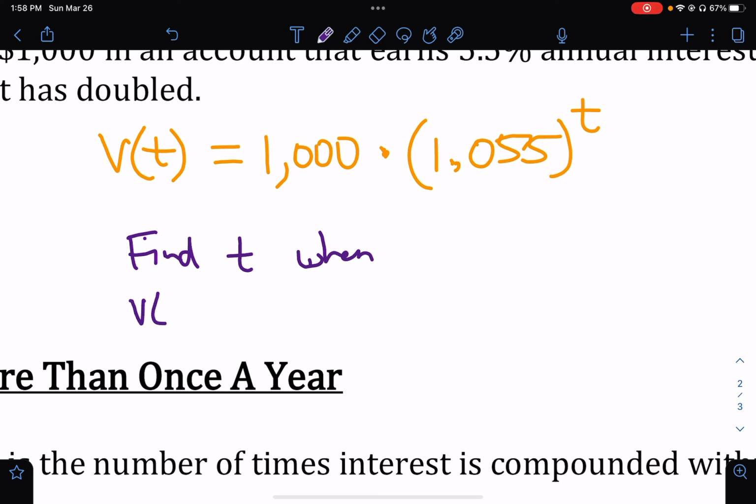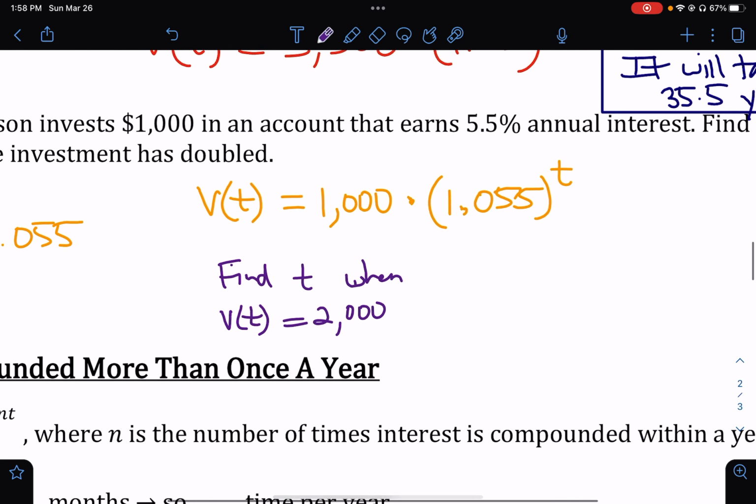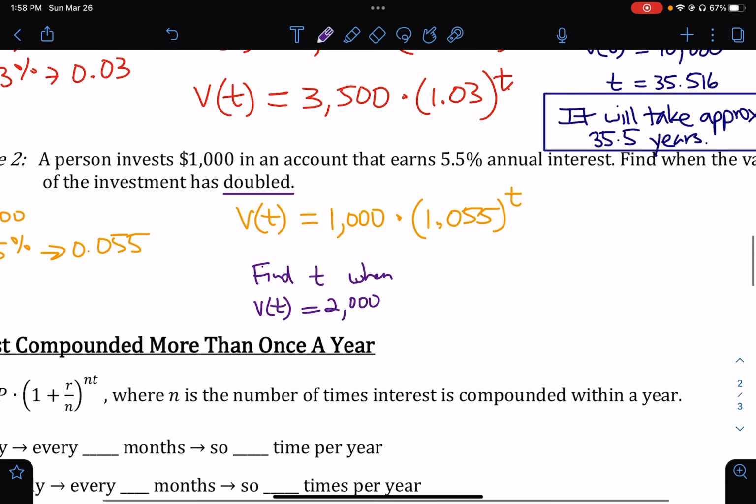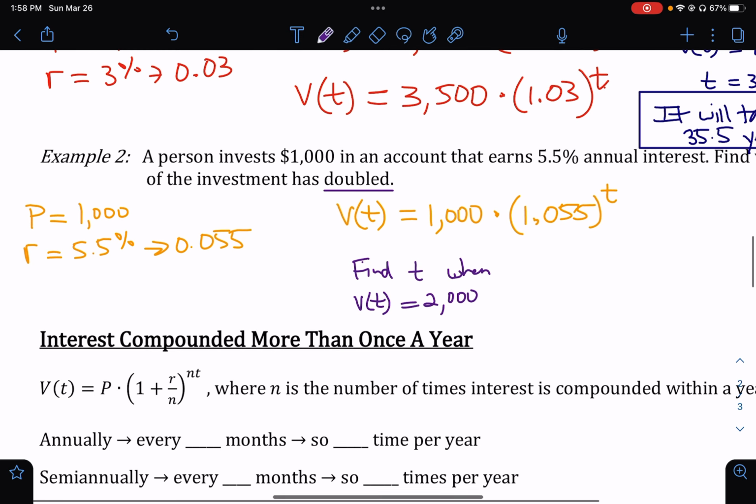when V of t has doubled. And so if it starts at 1,000 and I want to know when it's doubled, that means I want to find when it's 2,000. So where did the 2,000 come from? Again, it's that statement where it says doubled. So again, we're going to go back to Desmos. We're going to use that as our equation, then use the 2,000 line to figure out where those intersect.